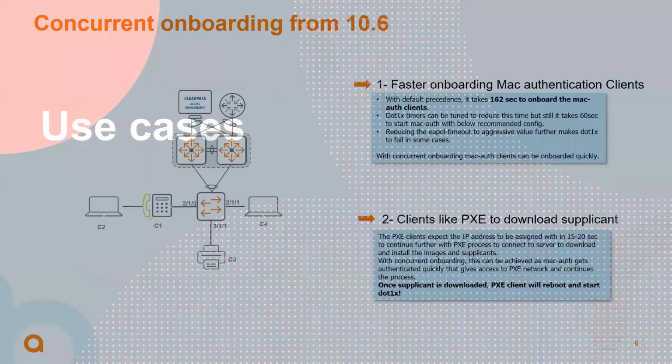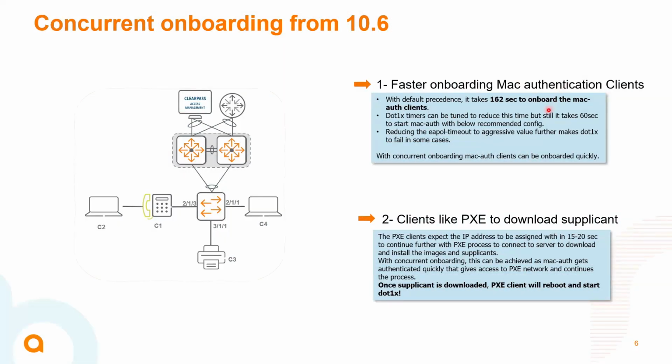Let's see the use cases. As we discussed, one use case is Mac auth clients, like printers, which are going to have a lesser time to onboard. That means the access request will be sent to the ClearPass right away. EAP, as you know, .1x, is going to take a little bit longer compared to Mac auth. Mac auth will get attempted as soon as the Mac learning happens on the port. Let's consider 3/1/1 learns the printer Mac. As soon as it learns, it sends that request to the Radius server and gets the access accept if it is a valid client, and the port will be unblocked for this client.